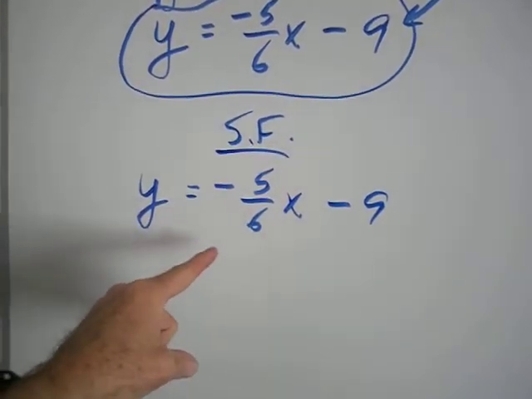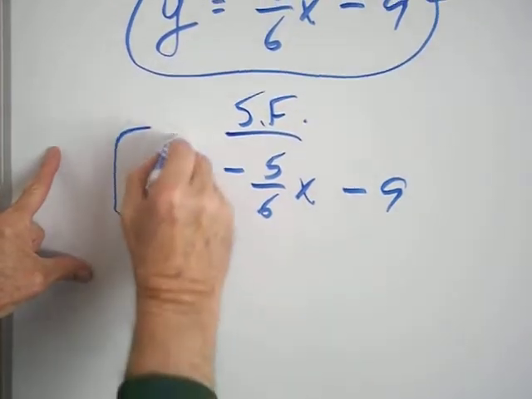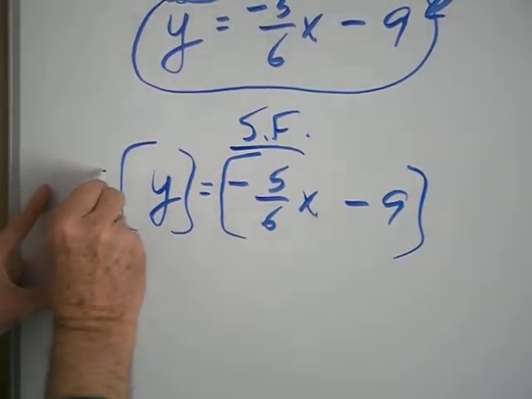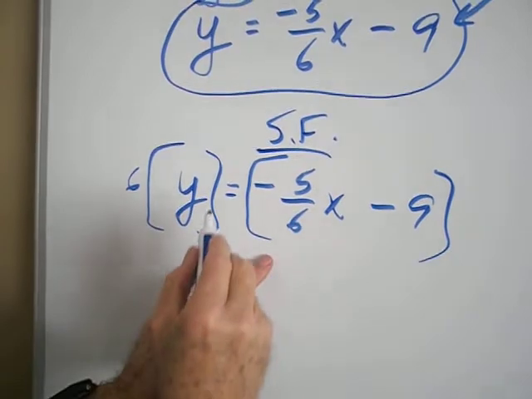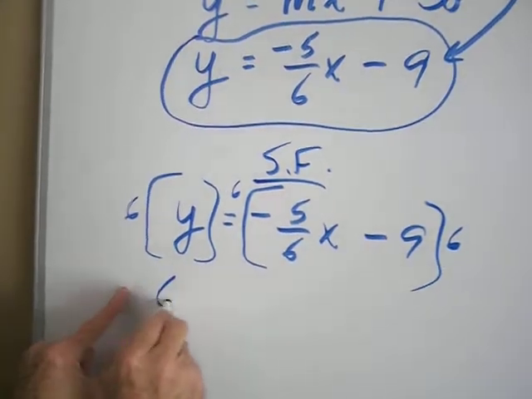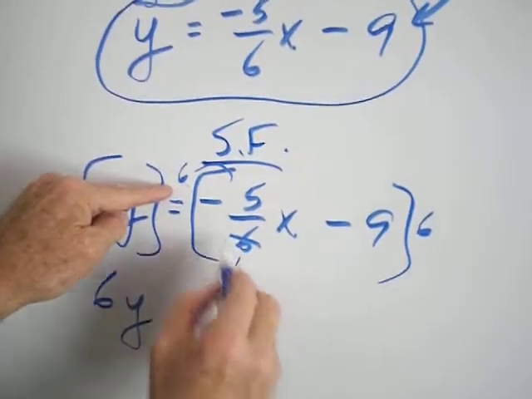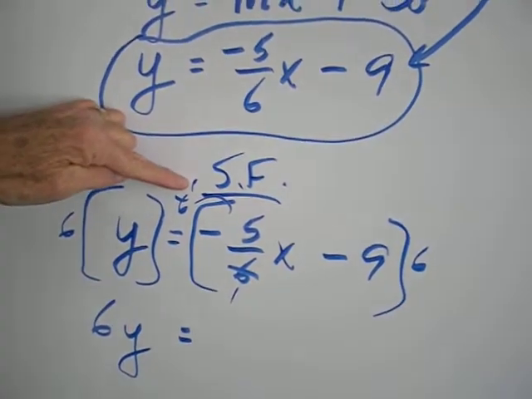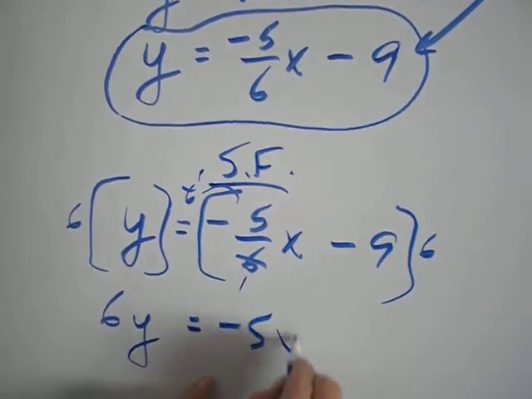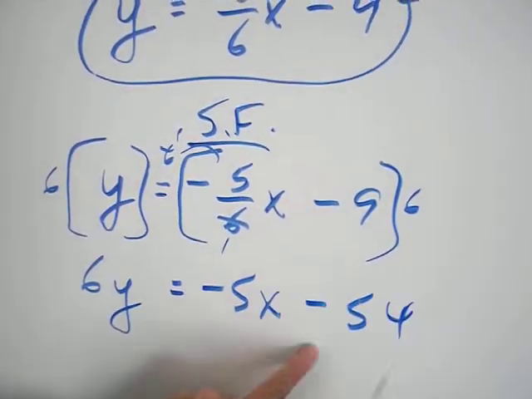And now let's get rid of the fraction. LCD, 6. Tuck the right. Write the 6 down 3 times. Once on the left, and 2 different locations on the right. There, there. Multiply. Let's distribute. The 6's say goodbye. 1 multiplied by negative 5x, negative 5x. Negative 9 times 6, negative 54.